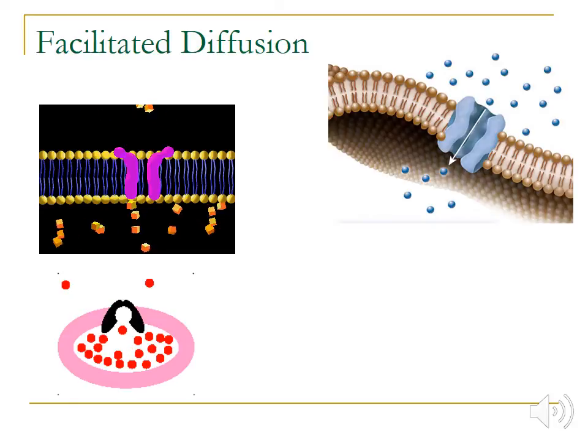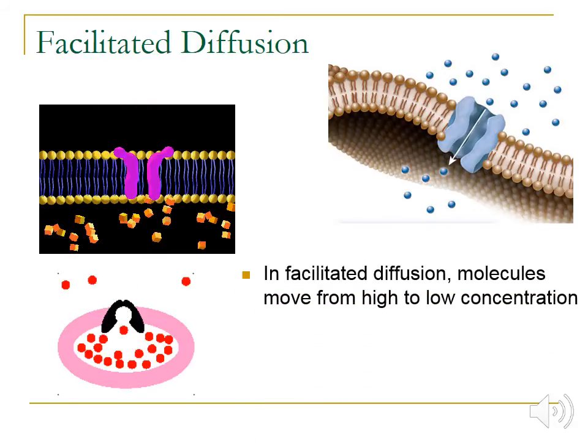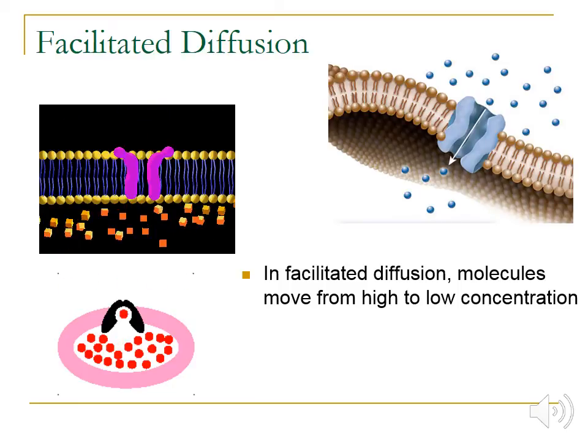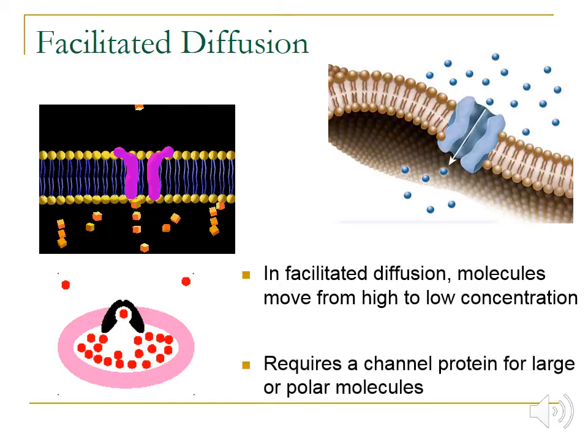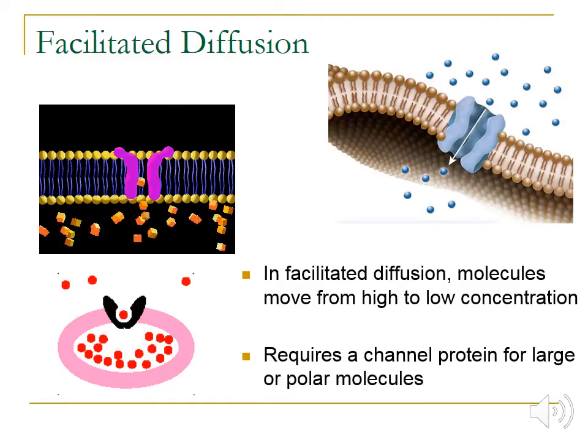You can see that in facilitated diffusion, again, molecules are moving from an area of high concentration to an area of low concentration, meaning they're moving down the concentration gradient. And facilitated diffusion requires a channel protein for large or polar molecules. In the top two examples, there are channel proteins that remain open all the time, so that means that those molecules can pass through at any time.